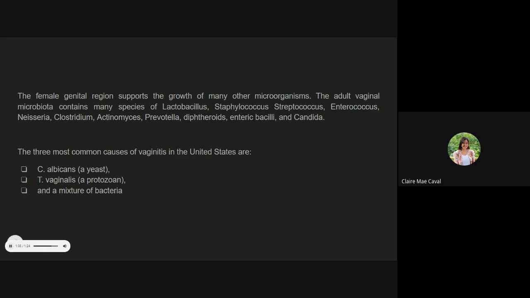These are affected by factors like the pH and the estrogen, to maintain the balance of these microbes. And the three most common causes of vaginitis in the United States are Candida albicans, a protozoan, Trichomonas vaginalis, and a mixture of bacteria.